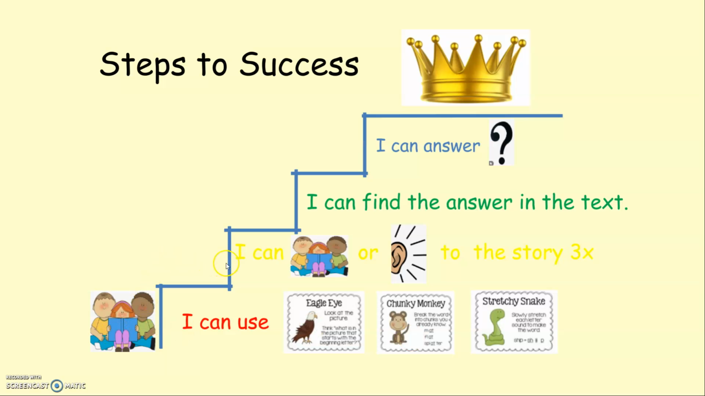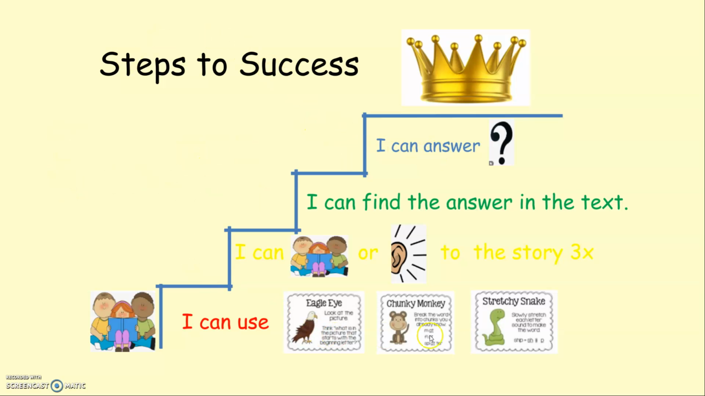Step number 2, I can read or listen to the story 3 times. So if you can't read it, don't worry, you need to listen to Miss Megan reading the story 3 times. When you've listened to the story 3 times, you go to the next step. I can find the answer in the text. So when we go to our Kahoot quiz, we look for the answer in the book. The answer will always be in the book. Then the next step is I can answer the question.